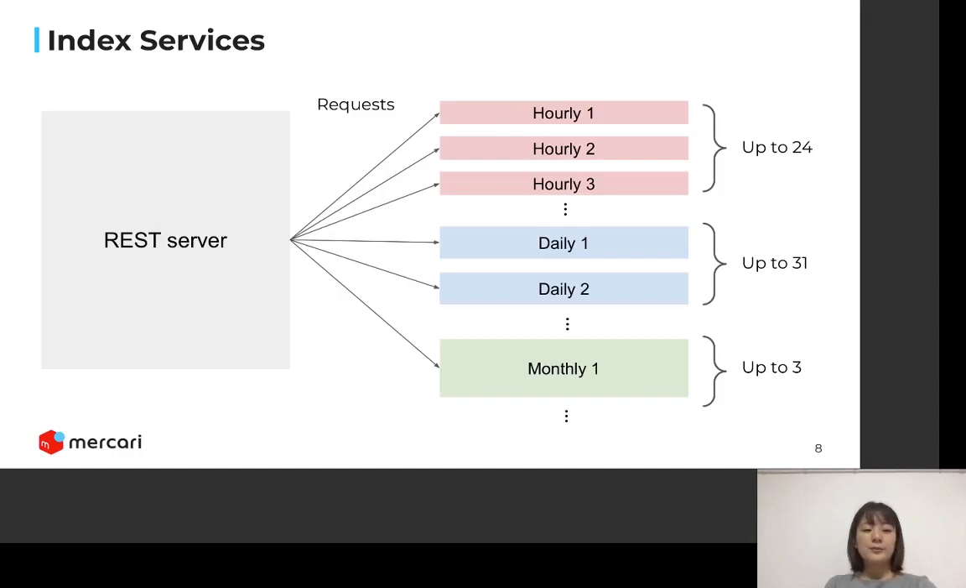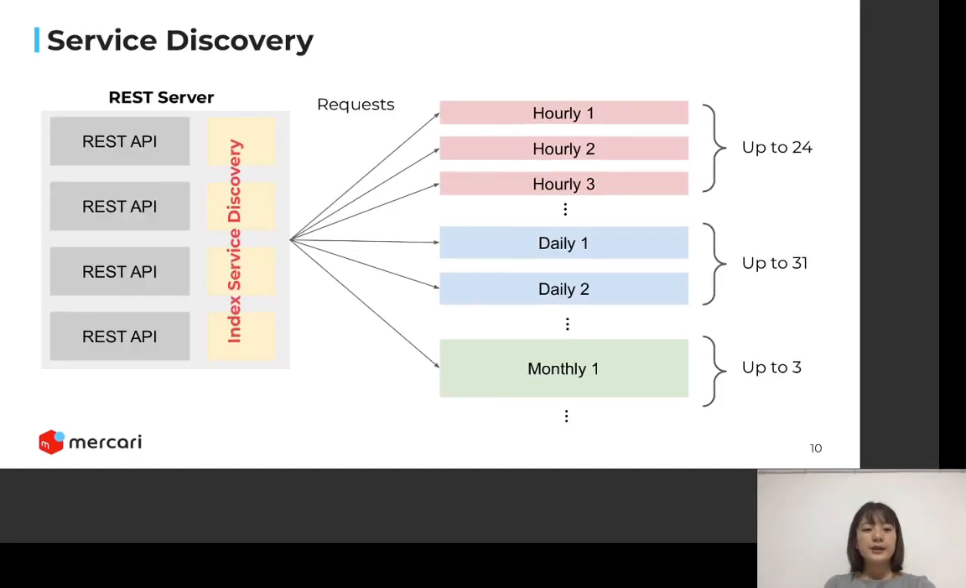It means we have up to 3 monthly indices, up to 30 daily indices, and up to 24 hourly indices. The large number of multiple kinds of services makes the system complicated. In addition, it is necessary for the REST server to always know which index service to connect to, because new services are deployed every hour, and the hourly services are replaced with daily services every day.